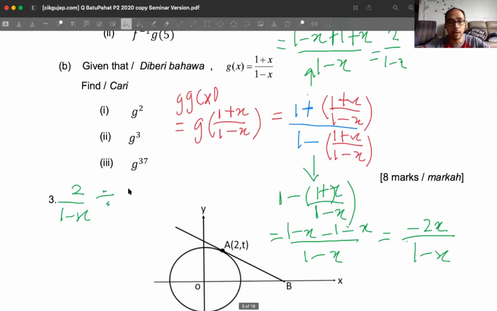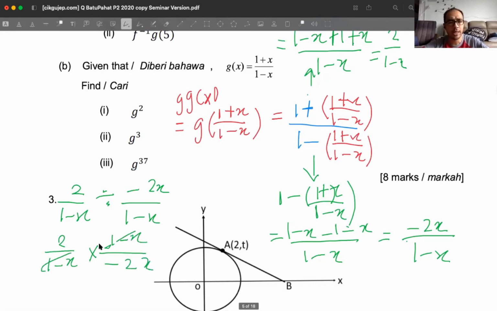Divide by negative 2x over 1 minus x. Because it was multiplication, I change it to divide. And because you are dividing a fraction, I will flip it over. So I'll get 2 over 1 minus x times 1 minus x over negative 2. Cancel negative 2x here. Okay, negative 2x.